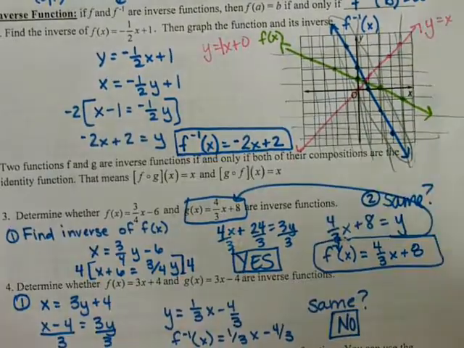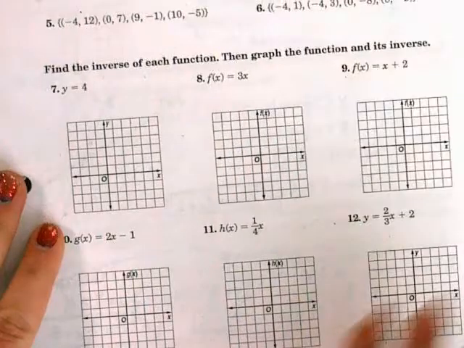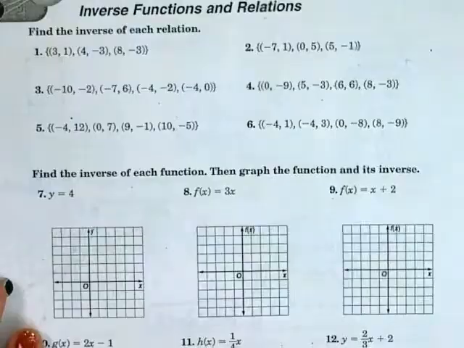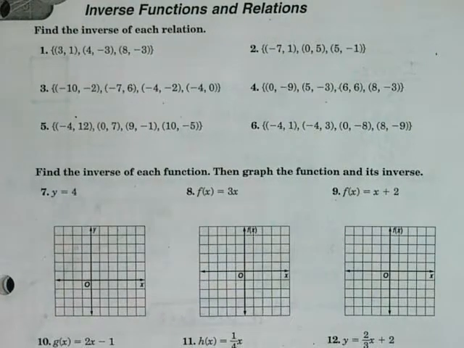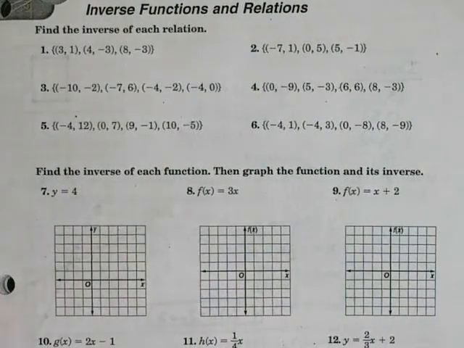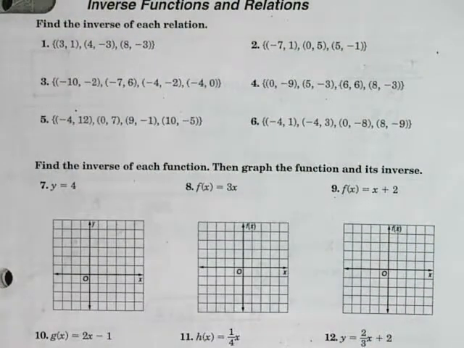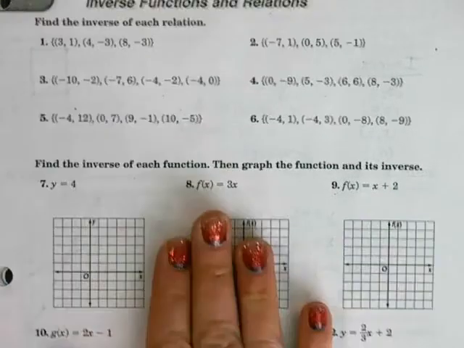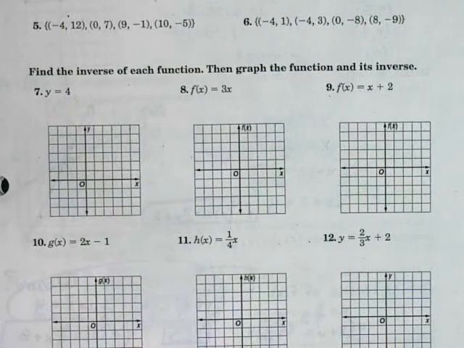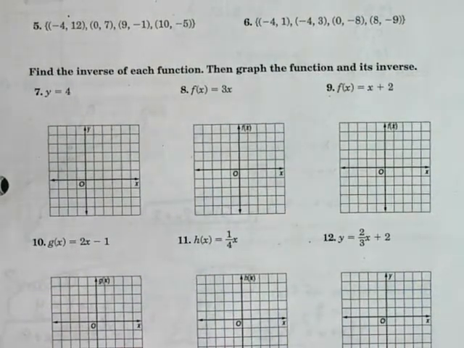Okay, so turn the page and let's look at your worksheet. Okay, the top part should go super fast. So you're finding the inverse of each relation, you're just switching the x and the y coordinates. Okay, should be super fast. In the middle of your paper here, it says find the inverse of each function, then graph the function and the inverse. So you're graphing two things.